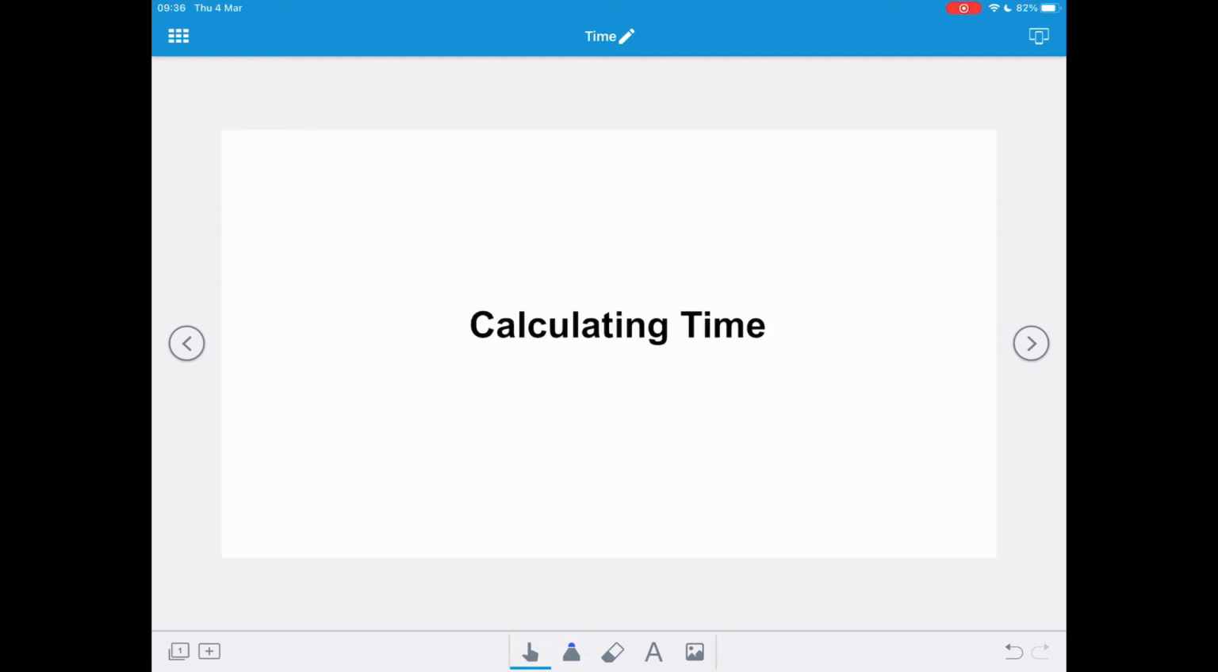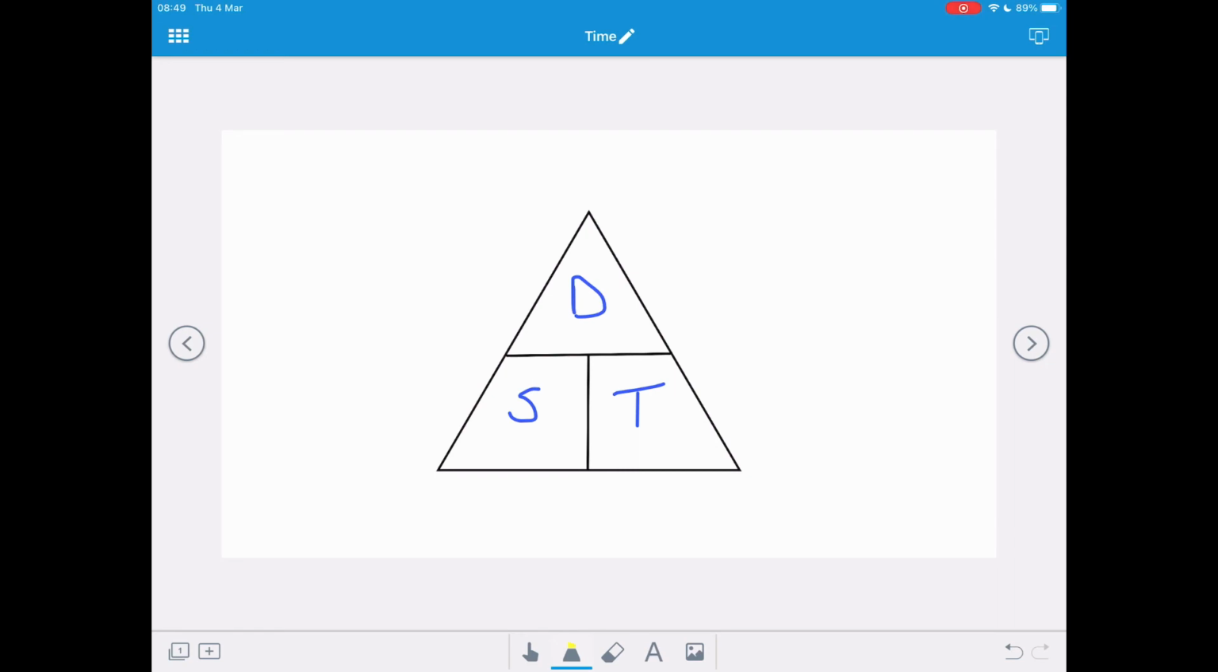Now the final thing we want to be able to calculate is time. So again, we refer back to our DST triangle. This time we're blocking off t for time, and again you can see the fraction line, meaning that we're dividing distance by speed. So the equation or formula is t equals d divided by s, or we can write it as time equals distance over speed, t equals d over s.